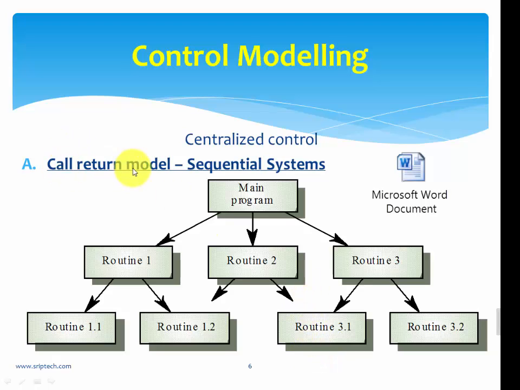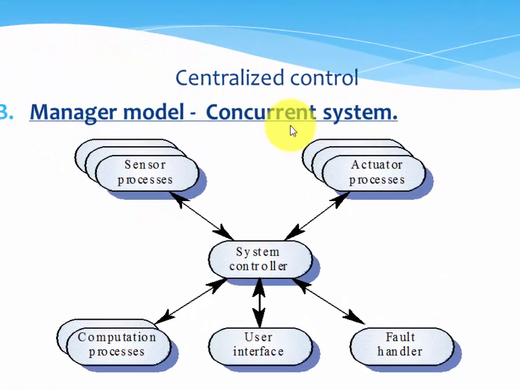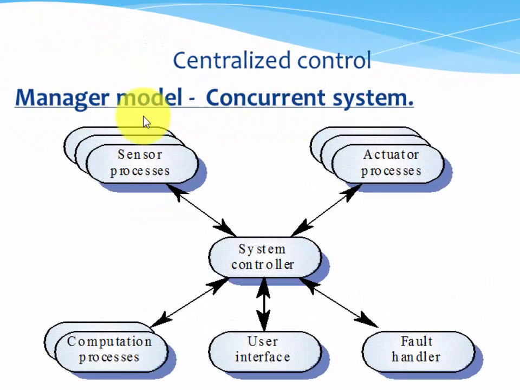Okay, so now we understood what a call return model is, which is predominantly used for sequential systems where the control happens in the form of a hierarchy. Next we have something called a manager model, which is used for concurrent systems. Whether it is a call return model or a manager model, please understand that there has to be one subsystem which controls all other subsystems.